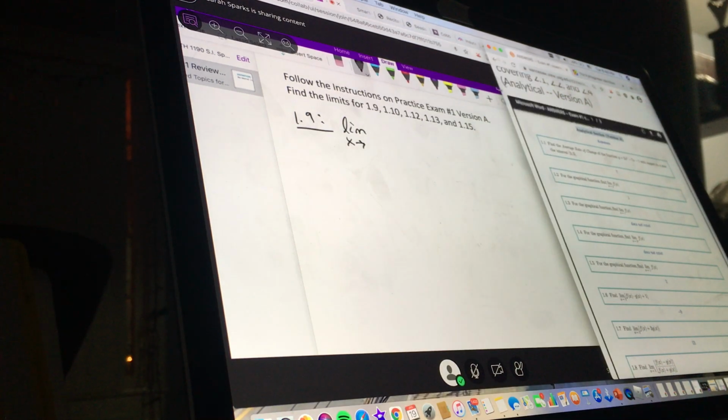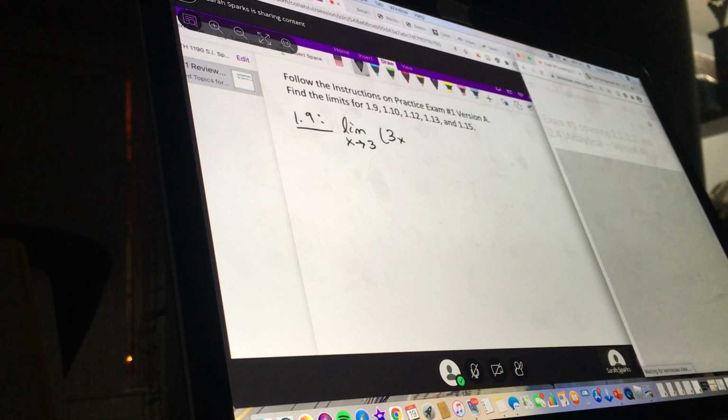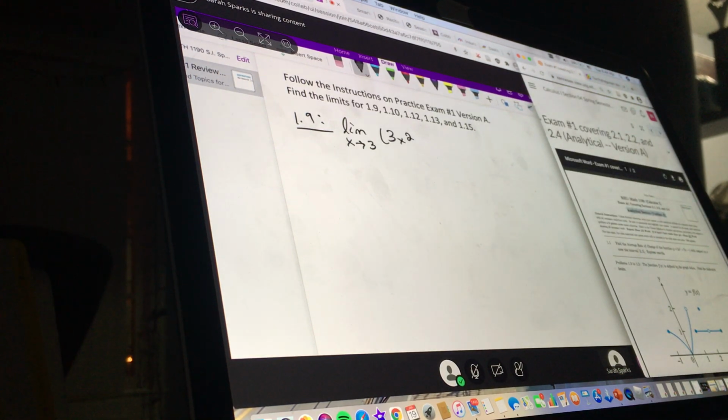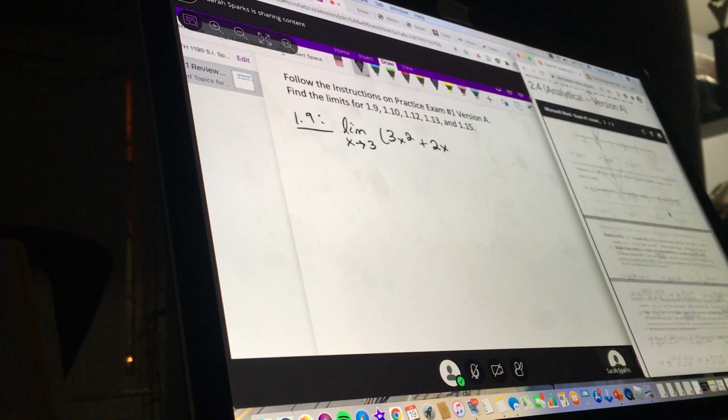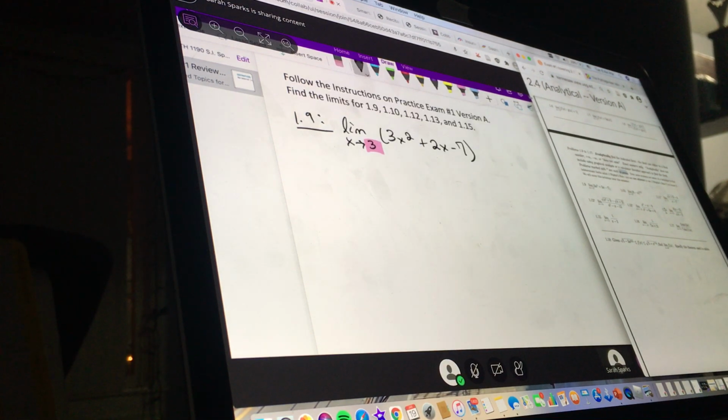1.9 is the limit as x goes to 3 of 3x squared plus 2x minus 7. So the first thing you're going to want to do when you see a limit like this, a normal limit, is plug it in. You want to plug in the value of x. This is the first thing you want to do.